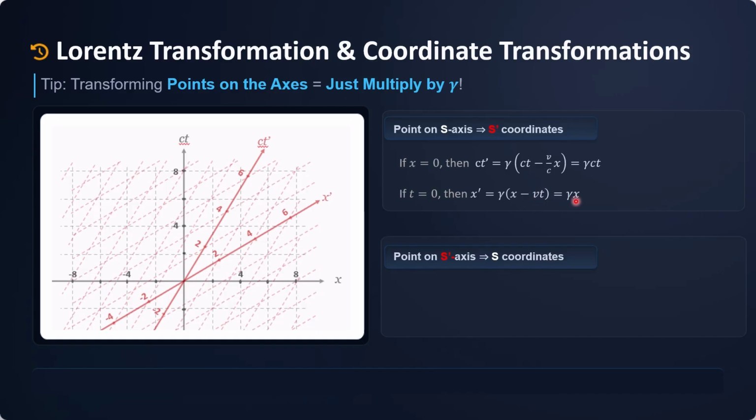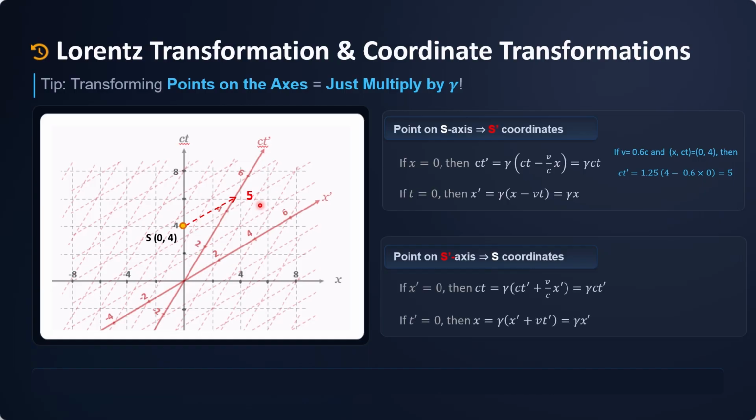Let's see this cheat code in action with our example on screen. If velocity v equals 0.6 c, where gamma is 1.25, and our point S is at 0, 4 on the vertical axis, ct prime equals 1.25 times 4 minus 0.6 times 0, which gives us 5. Look at the graph. Point S at 0, 4 transforms straight to 5 on the ct prime axis. Boom!